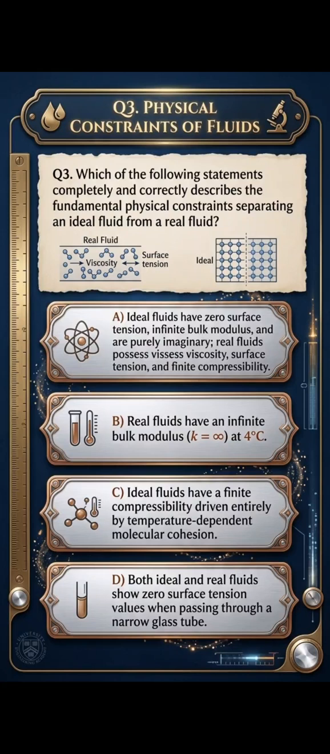Which of the following statements completely and correctly describes the fundamental physical constraints separating an ideal fluid from a real fluid? A. Ideal fluids have zero surface tension, infinite bulk modulus, and are purely imaginary. Real fluids possess viscosity, surface tension, and finite compressibility. B. Real fluids have an infinite bulk modulus at 40 Celsius. C. Ideal fluids have a finite compressibility driven entirely by temperature-dependent molecular coefficients. D. Both ideal and real fluids show zero surface tension and halos when passing through a narrow glass tube.